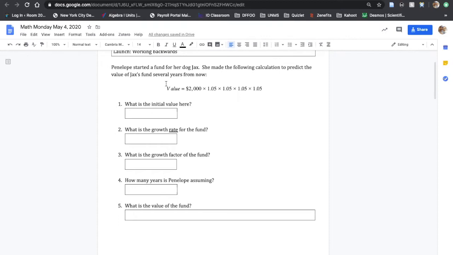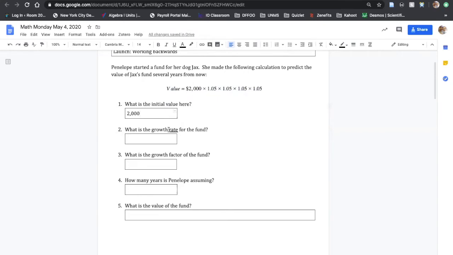So right here it's telling us that the value is equal to $2,000 times 1.05 times 1.05 times 1.05 times 1.05. So we can actually figure out a lot of information just by looking at what we have right here, right? The first thing, what is the initial value? Value is going to be a dollar amount. So there's one clear dollar amount that's written right here. That's $2,000. So we know that Jax's initial investment based on this equation is $2,000.